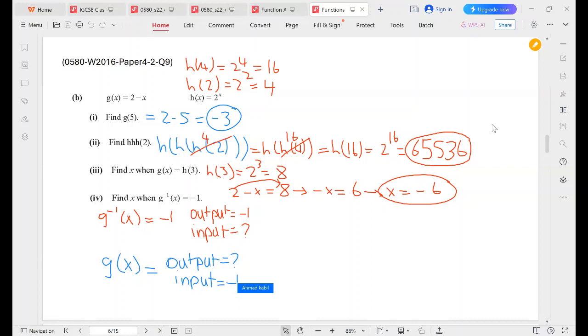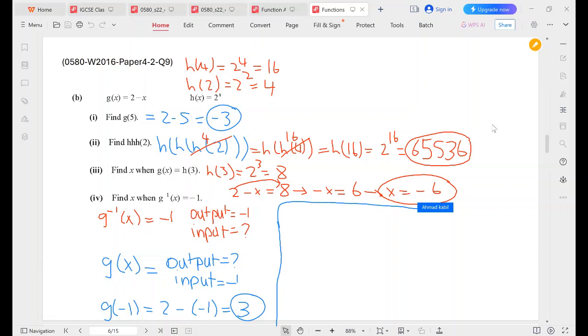And in order to do that, all you have to do is just find g of -1, which is 2 minus -1, which is equal to 3. And this is the correct final answer. However, if you don't understand this concept or this technique, you can do it using the standard way, which is a little bit longer. So first you'll try to get g inverse of x.